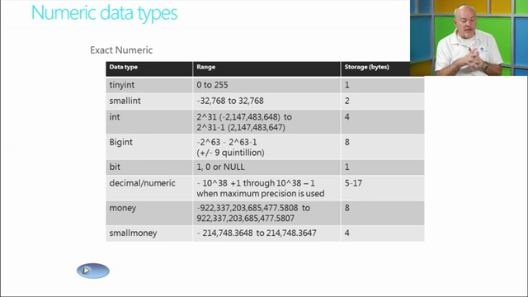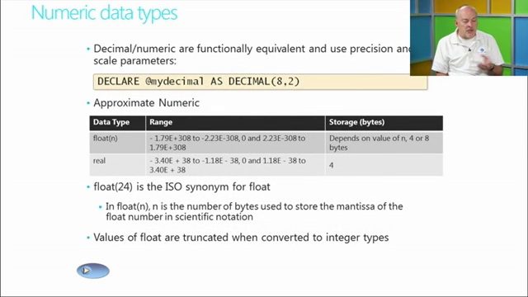We have bit. That's a 1 or 0 that's always returned to us. Decimal or numeric, when I'm concerned more about the precision. Money and smallmoney. They must be looking at my paycheck for that one. So those are some of the exact numeric types. And here's an example. I could declare a variable called myDecimal as a decimal with 8, 2. That's going to define how many digits and decimal places are available, and the precision with which we can store content in there.